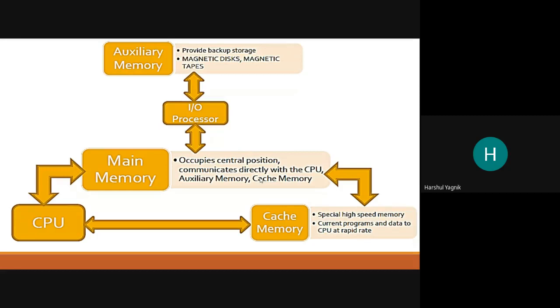Auxiliary memories are the additional memories which can provide backup storage. Like in our laptop there is a hard disk, or if we use a pen drive, magnetic tape or magnetic disk, these are all auxiliary memories. The communication between the main memory and the auxiliary memory takes place with the help of an IO processor, because auxiliary memory is connected on the input output port.